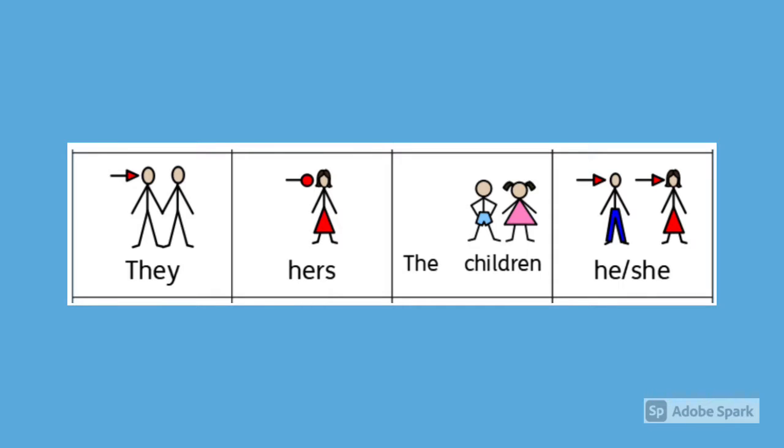Here are some third person pronouns that we'll use. So you might use they, hers, the children, or he or she. These are all pronouns that we use when we're talking about somebody else or when somebody is telling a story.